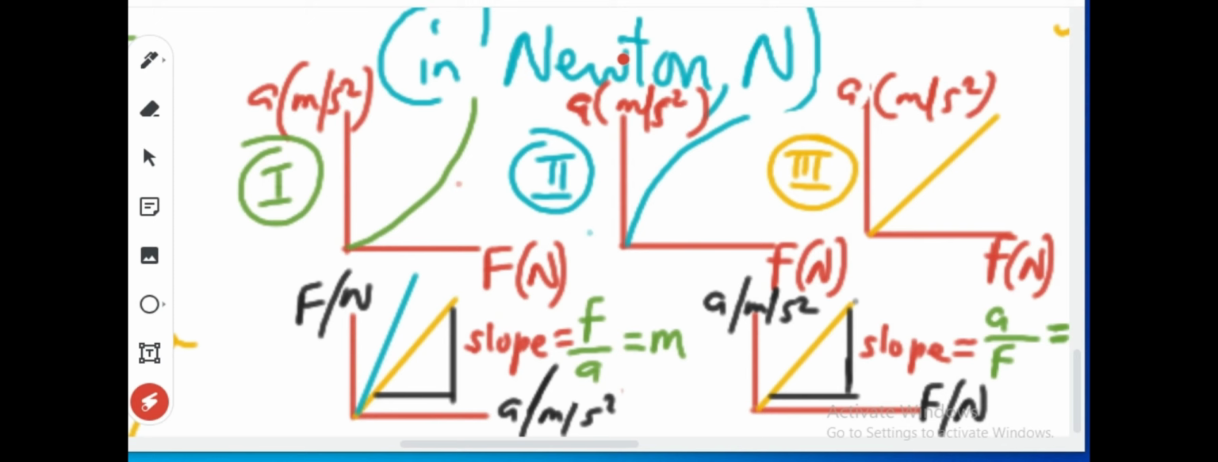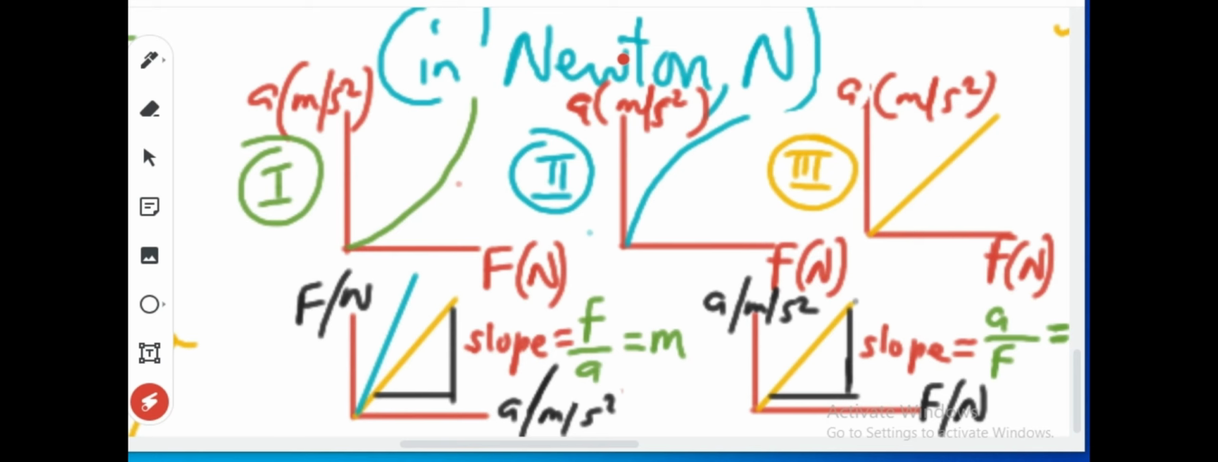It's wider. It's less steep. Yeah. What does steepness give you? I hope you know steepness is slope. Steepness, tangent, gradient, slope, they are all talking about the same thing. Which one is steeper? Blue. The blue is steeper than the yellow. So which one has a bigger mass? The blue has a bigger mass, isn't it? Why does the blue have a bigger mass?